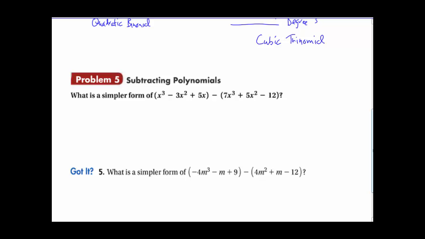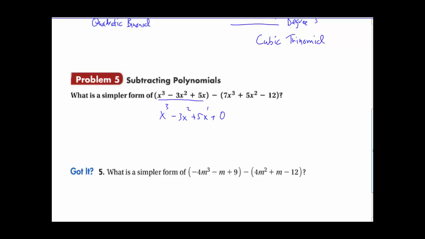We need to write this in simpler form. Again, keep it in standard form from highest degree to lowest degree, and then we can try to name it if we need to. From highest to lowest degree, we have x cubed, minus 3x squared, plus 5x. If you notice, the degree is third degree, then it goes 2, then it goes 1. We are missing that 0. Sometimes it helps to put in a placeholder, so if it's missing the 0, we can just call this plus 0.